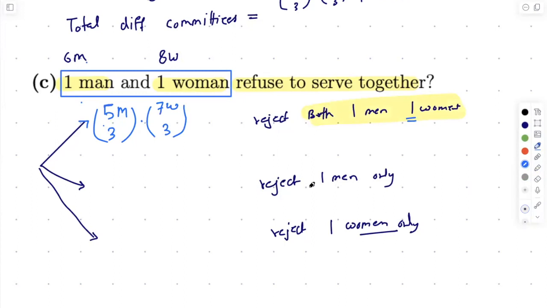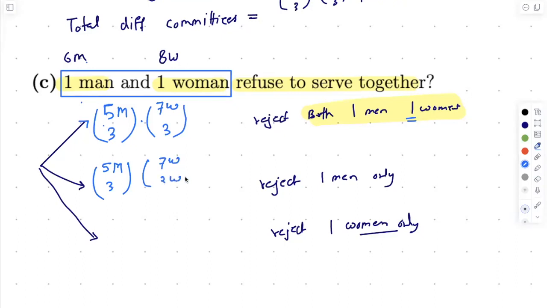In the second way, if only one woman is to be rejected, so one man is to be rejected. So there are only five men because one man is rejected. Let me just take three out of them. One man is rejected, and from seven women there, I need to choose how many? Just a second. I need to choose two there.